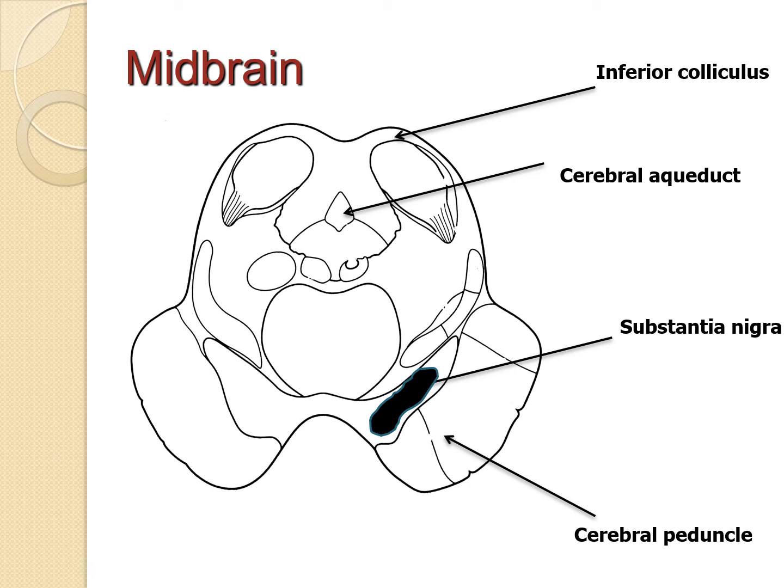In normal metabolism, they produce neuromelanin, and this is a black pigment which increases in darkness with age. However, if you have Parkinson's disease, you lose these dopaminergic neurons, so you'll have a paler substantia nigra, and this can be a sign of Parkinson's disease. The cerebral peduncle will vary in appearance, and the inferior colliculus is low down in the midbrain.